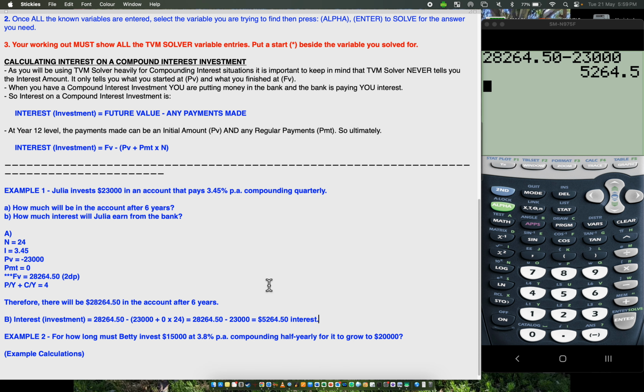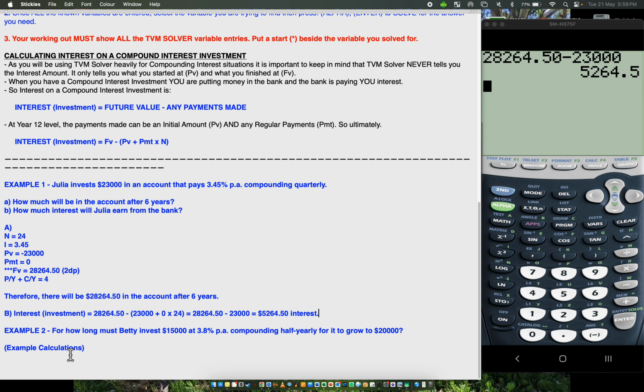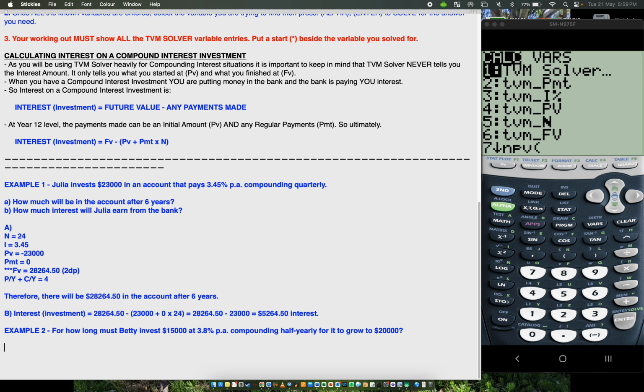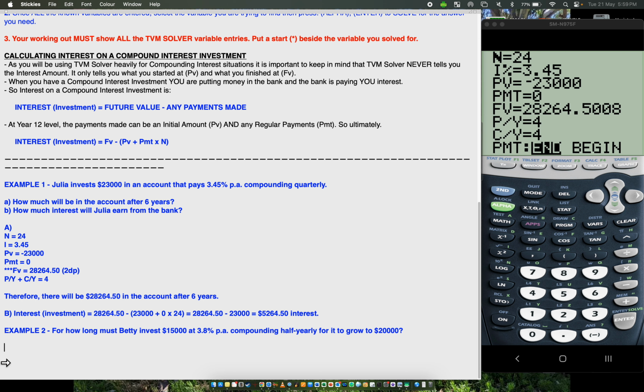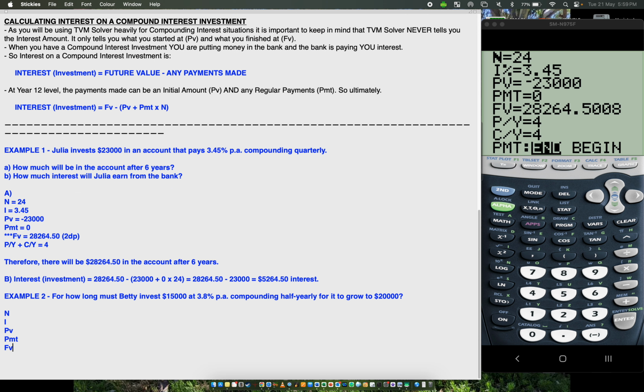Okay, example 2. For how long must Betty invest $15,000 at 3.8% compounding half yearly for it to grow to $20,000? So, TVM solver question, because it's compound interest. If you do the practice, you'll get the hang of this. You just chuck in all of the variables, PV, PMT, FV, PY, and CY.